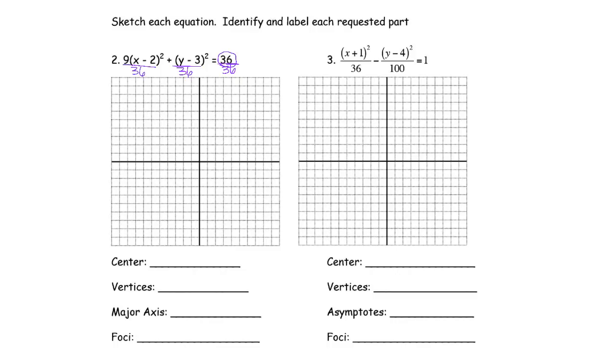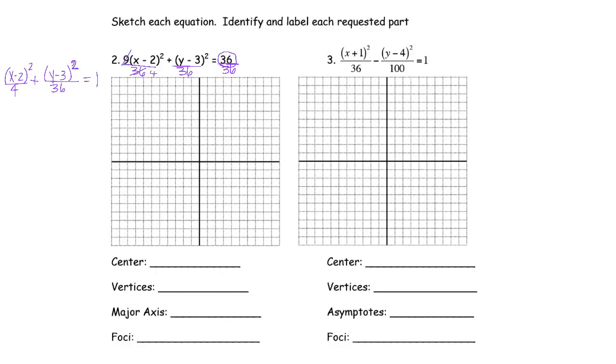So if I go through and divide all of that by 36, notice that the 9 is going to cancel with the 36, leaving a 4. So I'm going to have (x minus 2) all squared over 4 plus (y minus 3) all squared over 36. Oh, that 2 didn't write, so great. Over 2, and then that's all equal to 1.